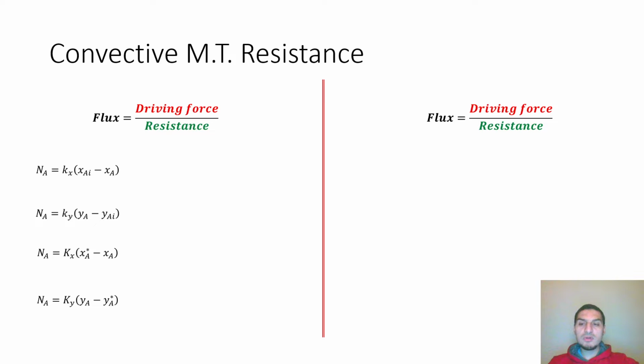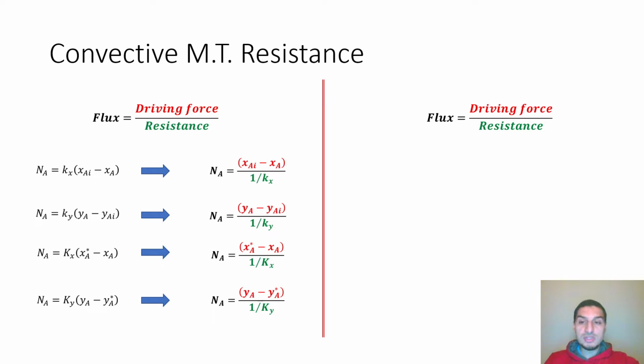We can rewrite these four equations in this form, where the numerator is the driving force, which is the interfacial mole fraction minus the bulk mole fraction, whatever the terms that we have. And the denominator is 1 over the mass transfer coefficient. So this is the resistance in the liquid phase, this is the resistance in the gas phase, this is the overall resistance in units of liquid phase, and this is the overall resistance in units of gas phase.